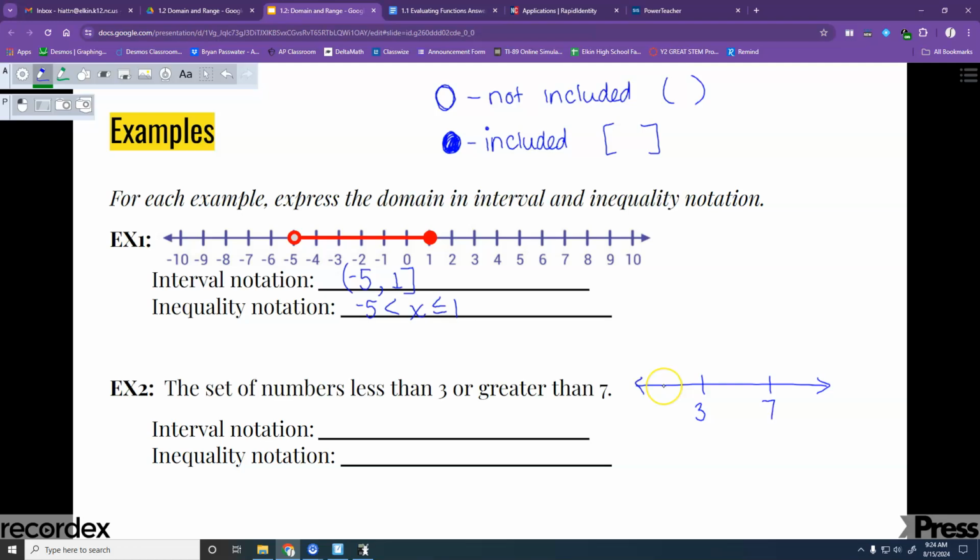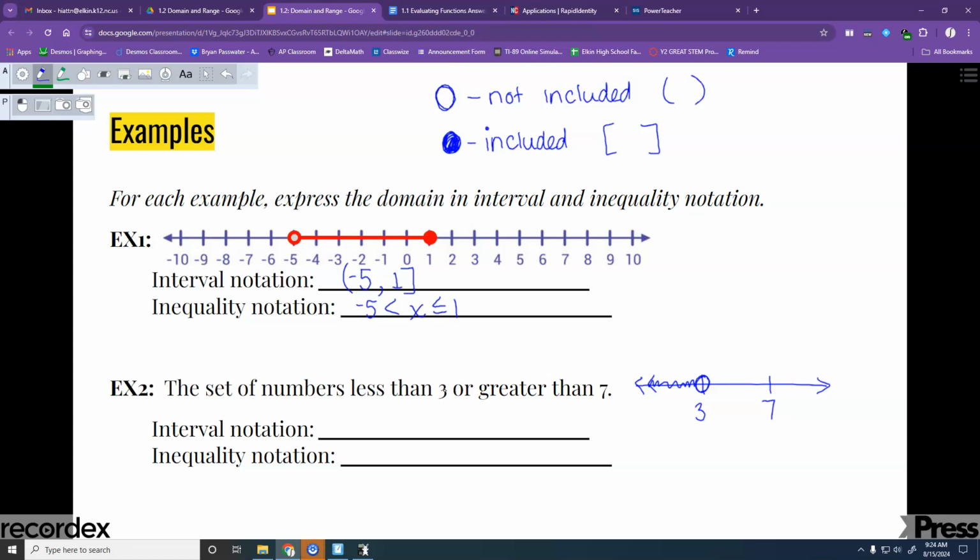I got 7 here, okay? So the numbers that are less than 3. If it just says less than, I don't include that point because it's not less than or equal to. And I want the numbers less than 3, which means I'm going to go down here to the left, numbers lower than 3, right?